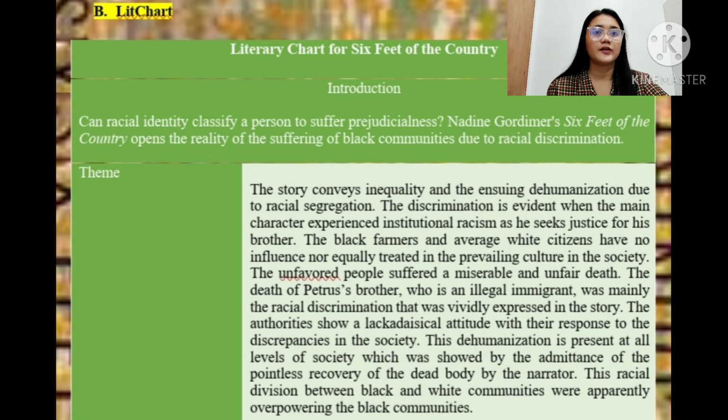The death of Petrus's brother, who is an illegal immigrant, was mainly the racial discrimination that was vividly expressed in the story. The authority shows a lackadaisical attitude with their response to the discrepancies in the society. This dehumanization is presented at all levels of society, which was shown by the admittance of the pointless recovery of the dead body by the narrator. This racial division between Black and white communities were apparently overpowering the Black communities.